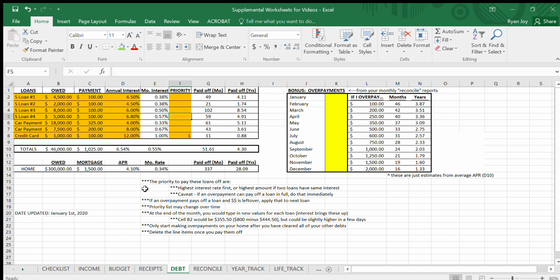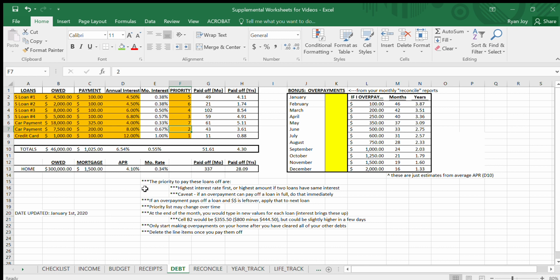So using this as an example, 8% is the second highest interest, 6.8 is the third, and then we have one at 6%, so that would be the fourth one you'd want to pay off. But you see there's two here that are at 4.5%, so we'd want to pay off the 4,500 first, and then that one, and then our last car payment would be the last of our debt that we'd pay off. And again, that's all based off of, in my mind, paying more interest.